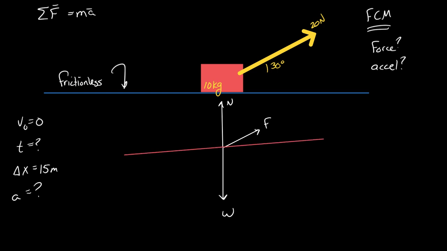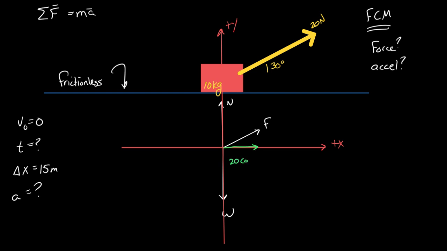So I'm going to draw a coordinate system, and I'm purposely drawing it lined up in the direction of the acceleration. So I'm going to make that my positive x direction. I'll make that my positive y direction. I have one force that needs to be resolved into components. So I'm going to have this one, which is 20 cosine 30 degrees, and this one, which is 20 sine 30 degrees.